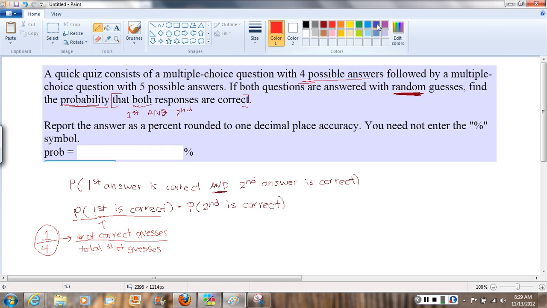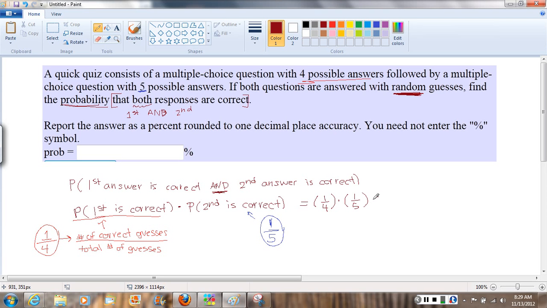Now let's look at the second. For the second question, there's still just one correct answer. But how many possible guesses were there, or possible answers we could have chosen? Now there were 5. So for the second question, there's a 1 in 5 chance that you guess correct. So when we calculate this, the probability the first is correct times the probability the second is correct, we're going to be multiplying 1/4, the probability of guessing correct on the first one, times 1/5, the probability of guessing correct on the second.